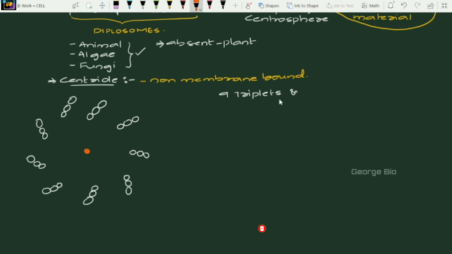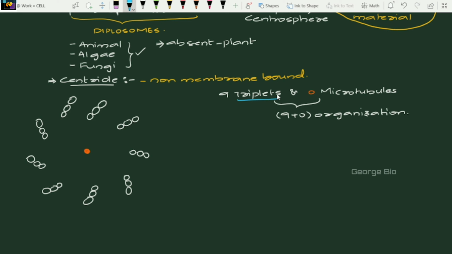So here 9 triplets are present, and at the center there is no microtubule. That is why there are 0 microtubules at the center, due to which this organization is called 9+0 organization. The presence of 9+0 organization is a characteristic feature of centrioles.